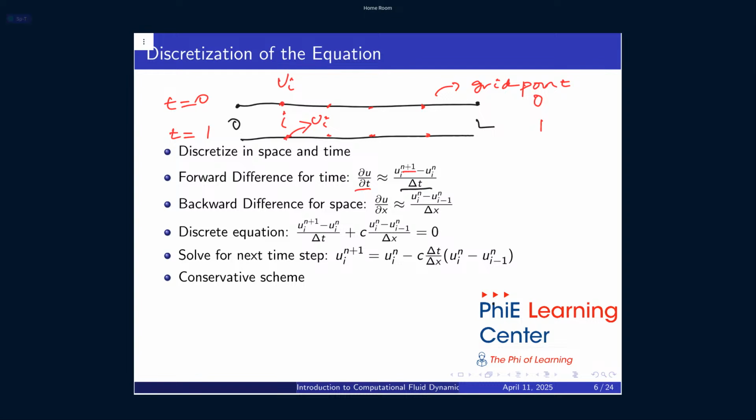Right. So I can write this dou u by dou t as u i n plus 1 minus u i n by delta t. This form of writing is called a forward differencing operation. And for du by dx, I can write this as u i n minus u i minus 1 at n, which is nothing but our backward difference. So once I discretize this and write it into this form, I will have an equation like this.